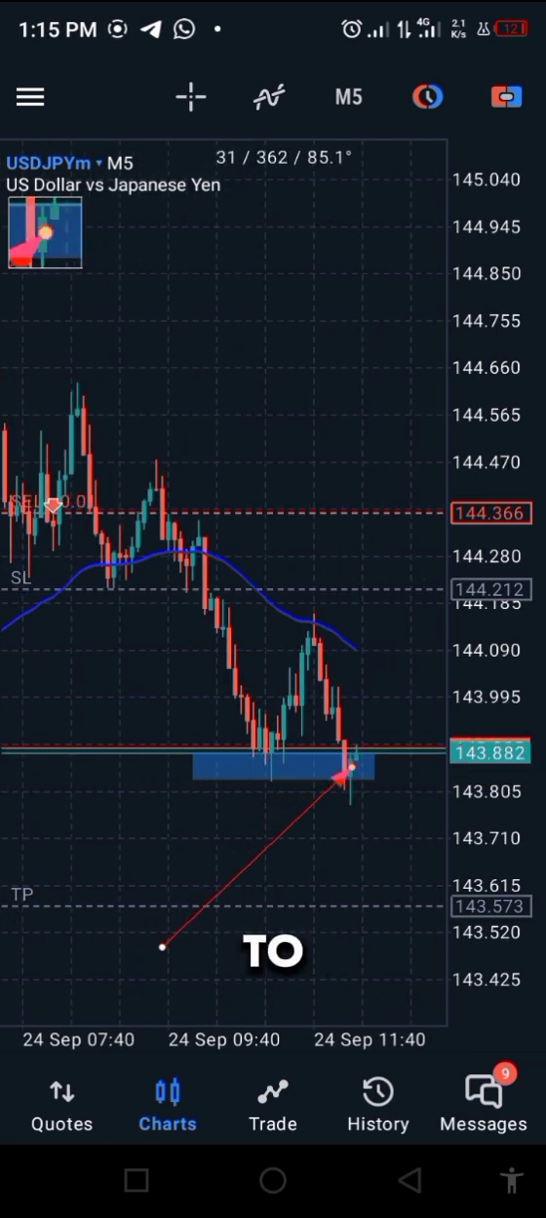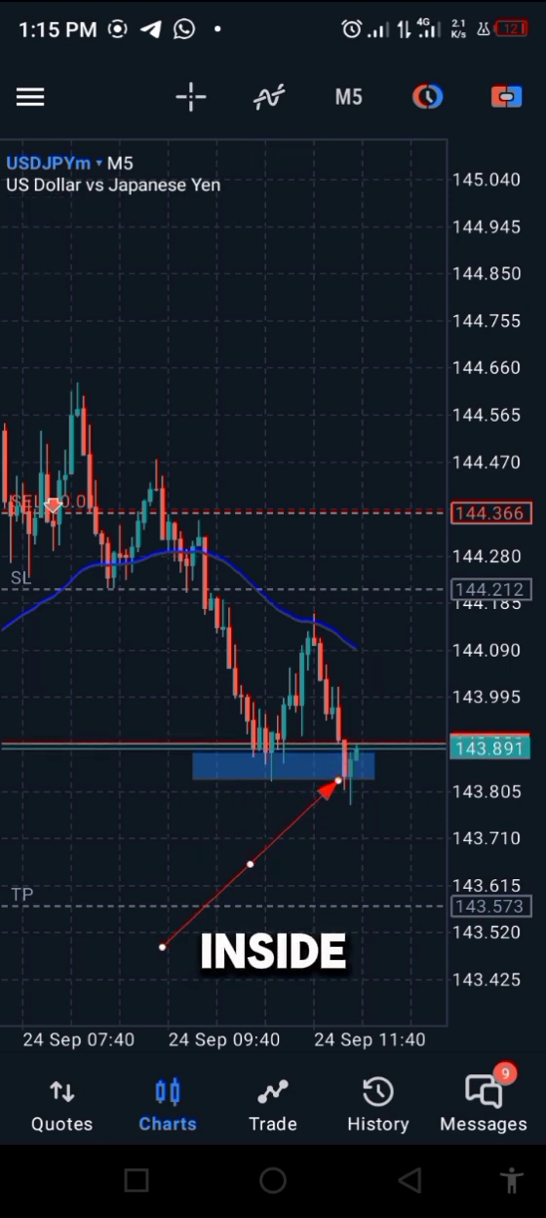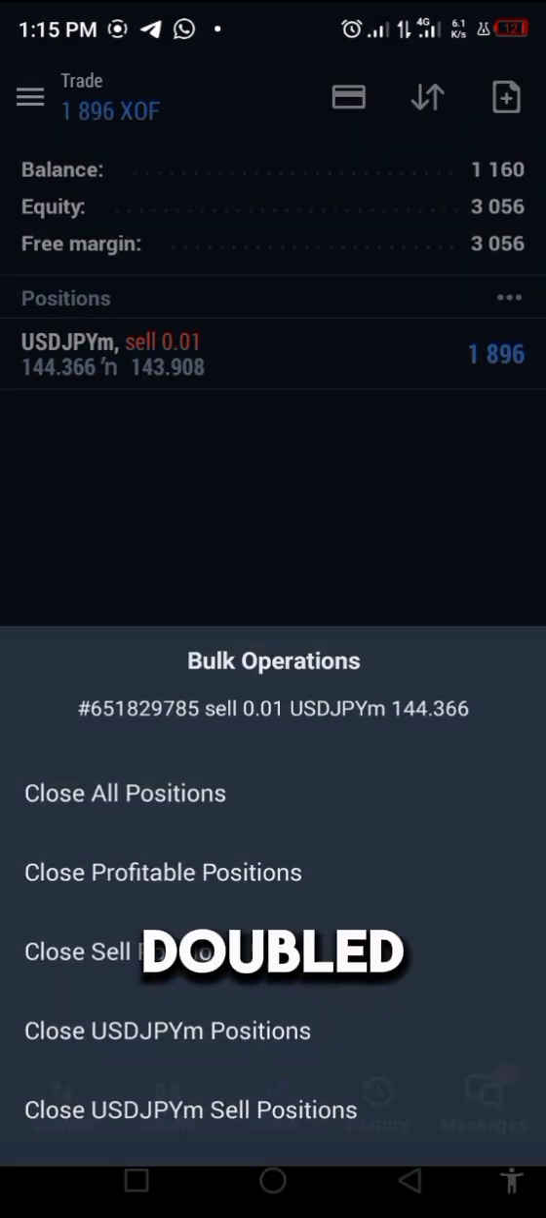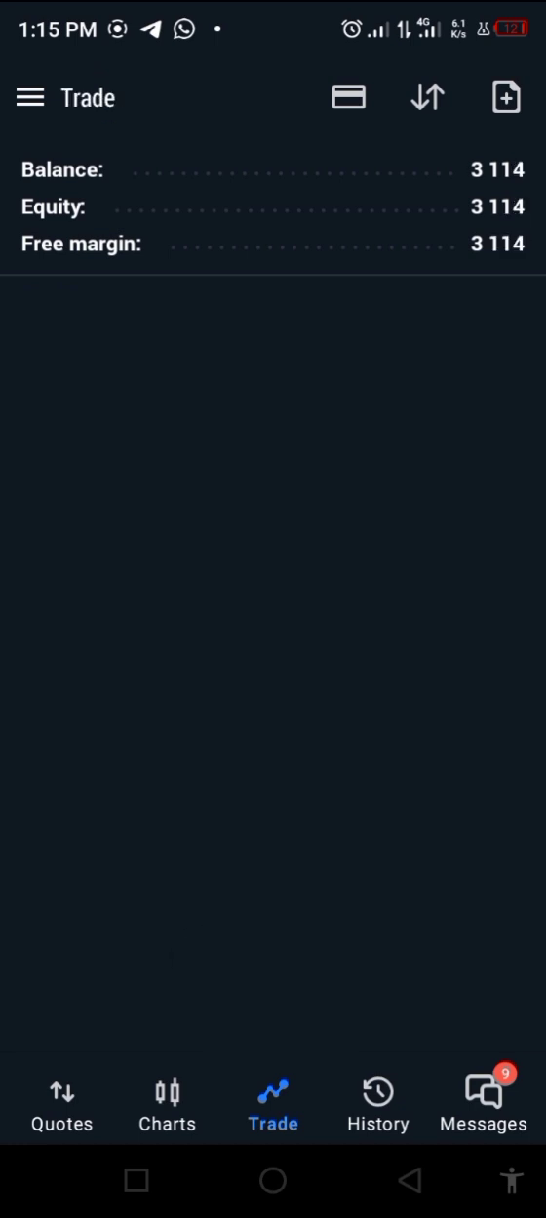So guys, I'm just going to close this trade now. The market has closed inside and it's going up. I'll just close. So far we have doubled, guys. It was a good trade.